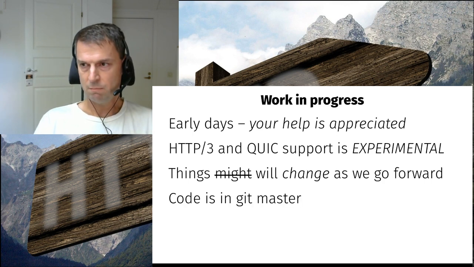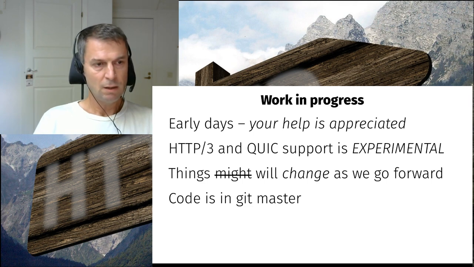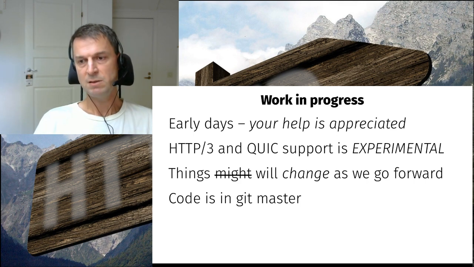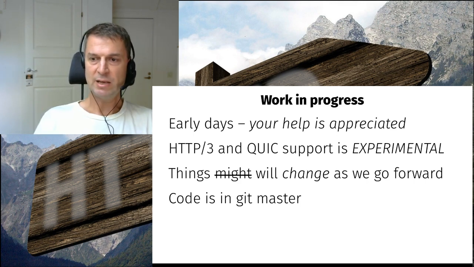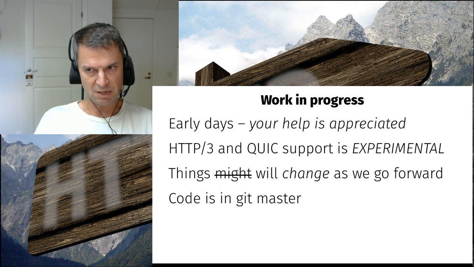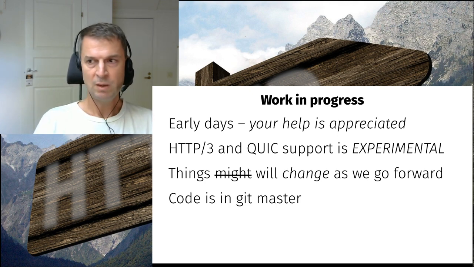The code is mostly in Git master, mostly because there are also pull requests. The most important pull request right now is that I fixed the happy eyeballs connecting. I'll get back to that. So we're in Git master now. If you want to play around and toy with HTTP3 and QUIC with curl, just dive in, clone Git master, build it, run it. I'll show you how. So that's it.